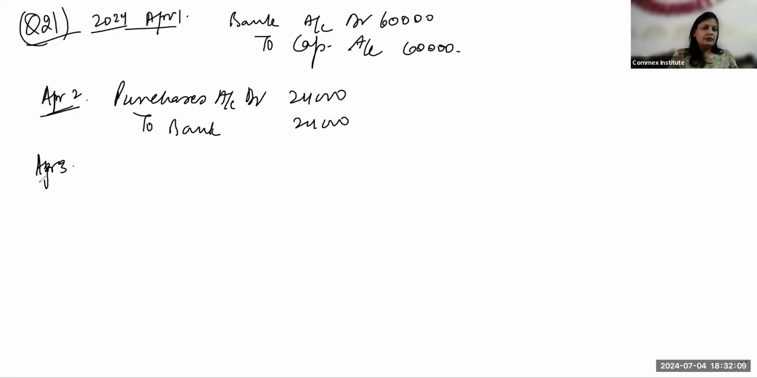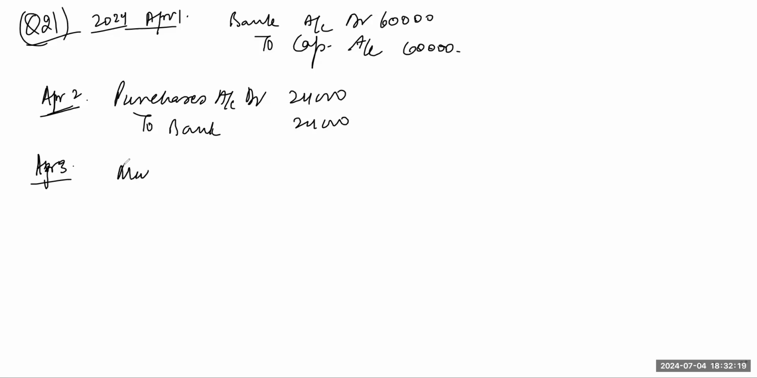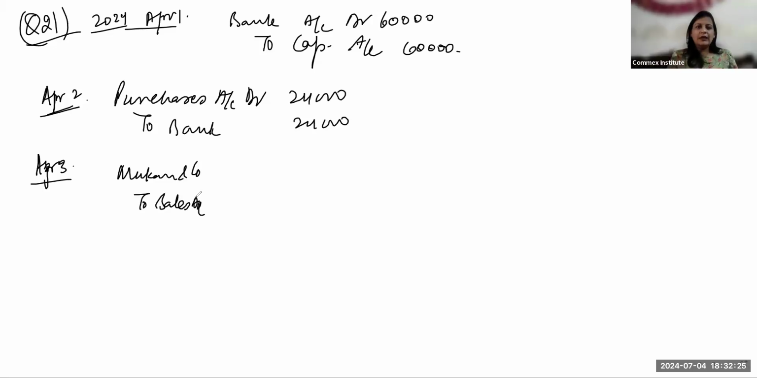April 3, Rehan. April 3 sold goods to Mukund and Co., Delhi. So Mukund and Co. account debit to sales account. And the amount would be 6,700. Yeah, no cash discount, nothing. So it is 6,700, 6,700.